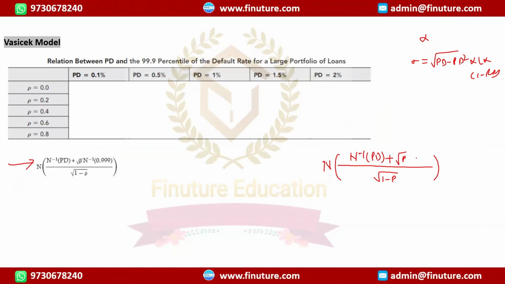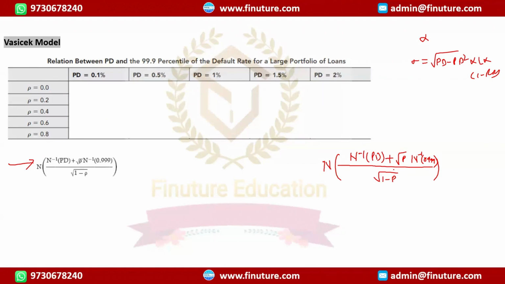Under root of the correlation, N inverse of your quantile, that 99.9%. Again, N inverse of 0.99. 0.99 is your 99% confidence that I talked about here. That you want the WCDR to be 99.9% sure. That's why we are calling it a worst case, because I want to be 99.9% sure what would be my loss.